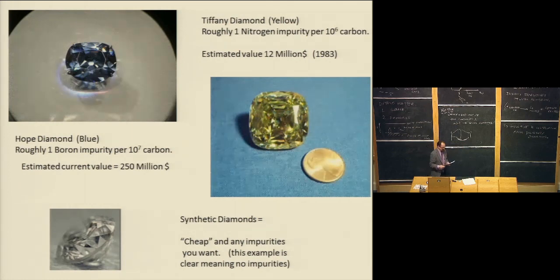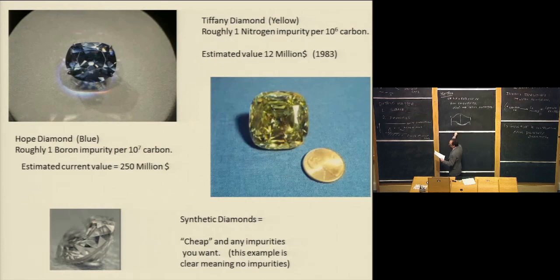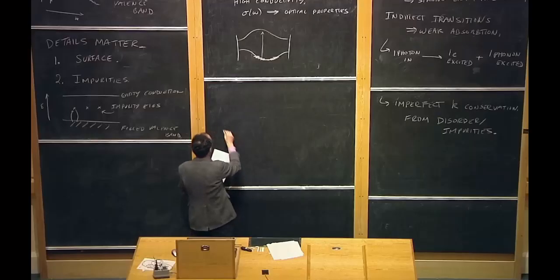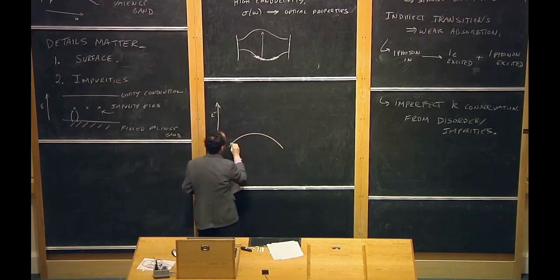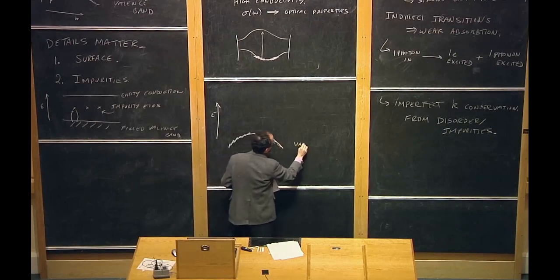Okay, so let's go on and start talking about what happens once you make excitations of electrons in materials. So again, here's energy. We'll draw the top of a valence band, filled valence band. Top of valence band filled.